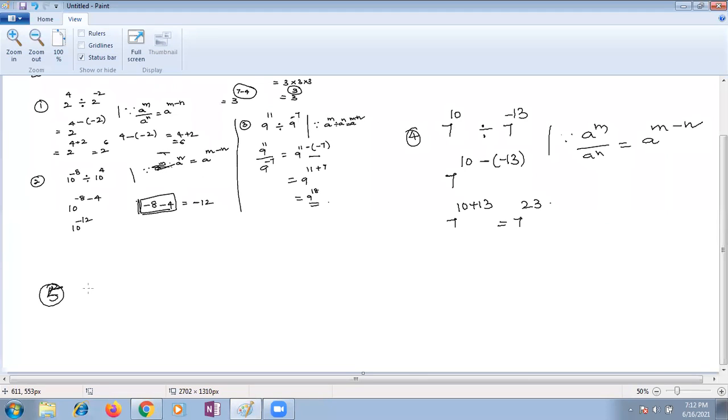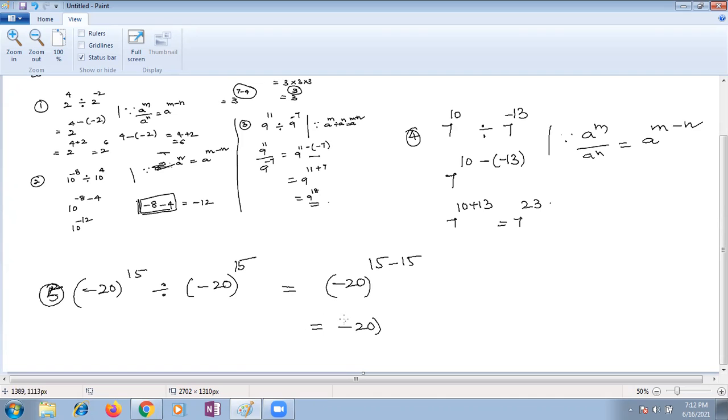Okay, next question. Children, listen, see the question carefully. Minus 20 whole to the power 15 divided by minus 20 whole to the power 15. This question is for Srusti. Come on, Srusti. Ma'am, the answer is 1. Minus 20, 15 minus 15, which is equal to 0.